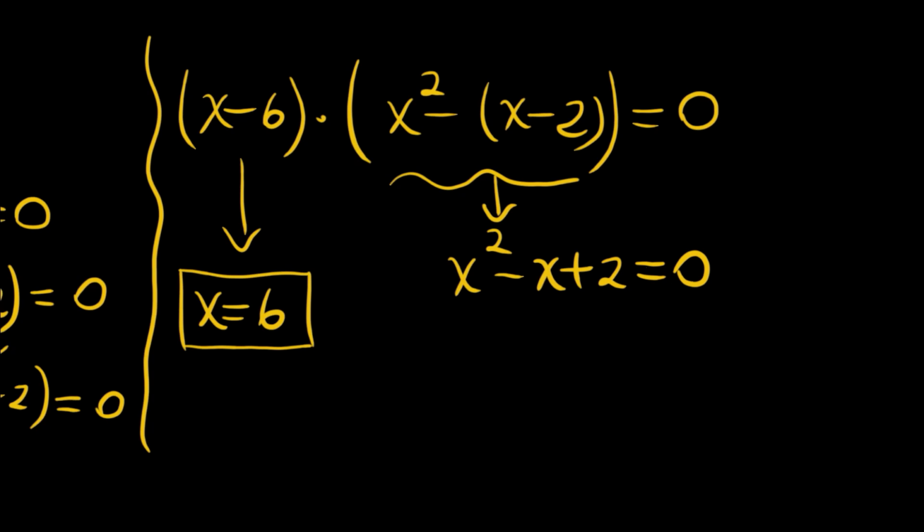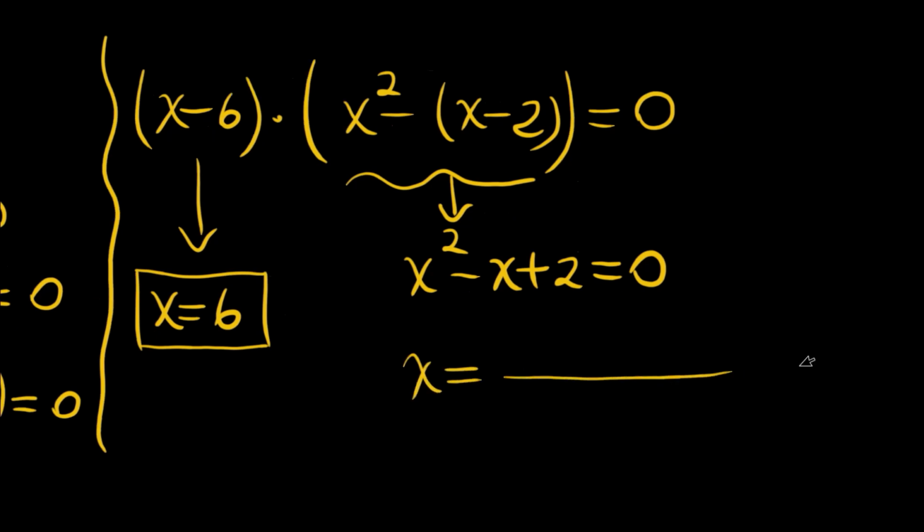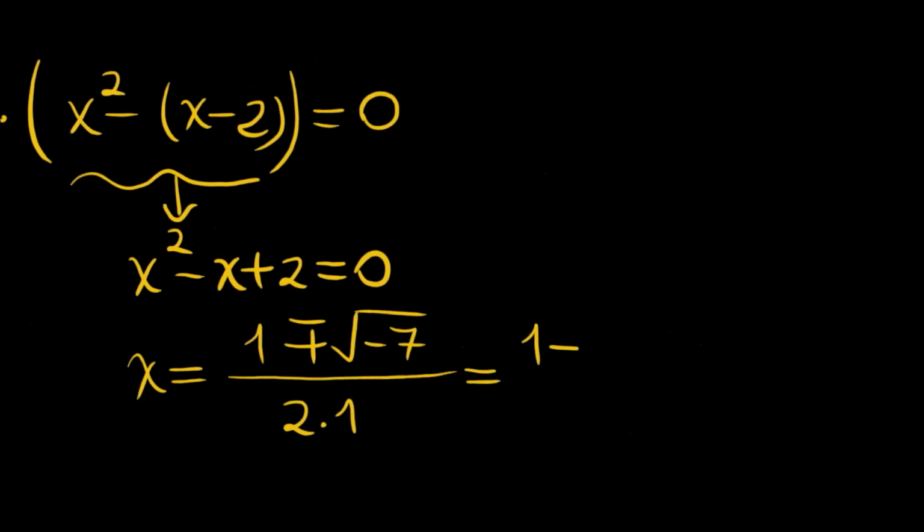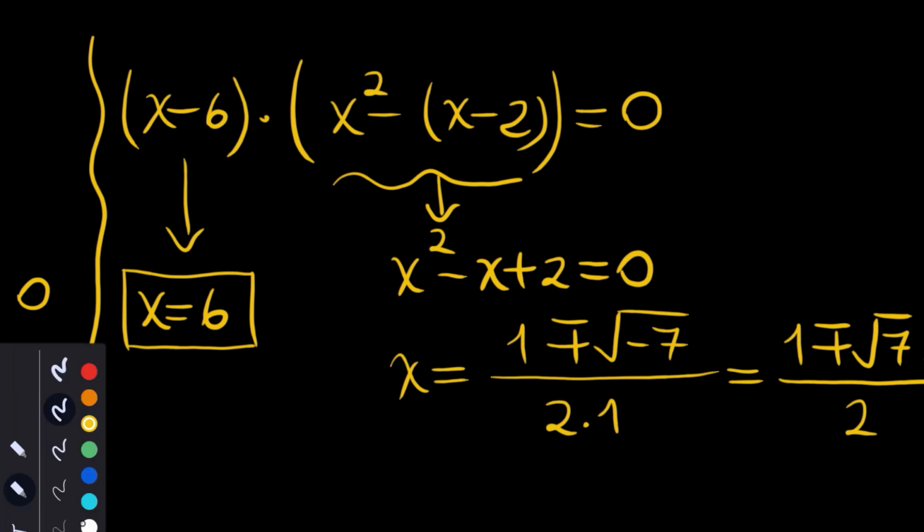No real root from this part since delta is negative, but the roots can be found by the quadratic formula. -1 will become +1, plus or minus root of (-1) squared is 1, 4 times 1 times 2 is 8, so the difference is -7, divided by 2 times 1, or this is also equal to 1 plus or minus root 7 times i divided by 2. Now let's check our 6 first.